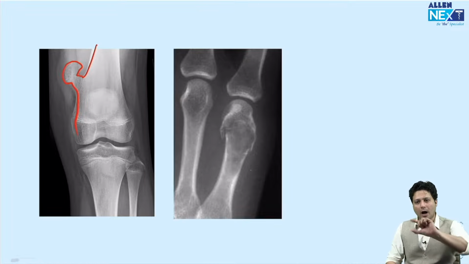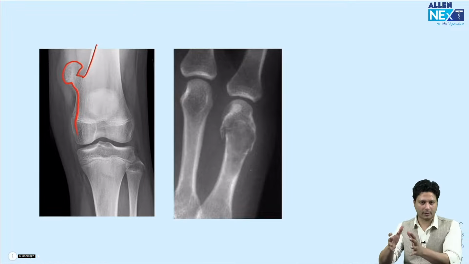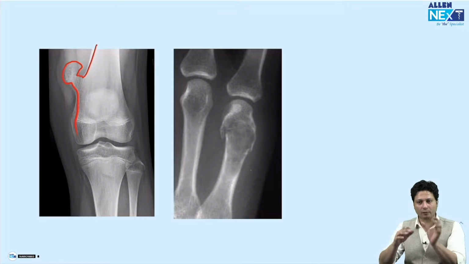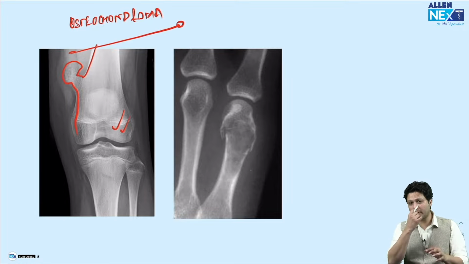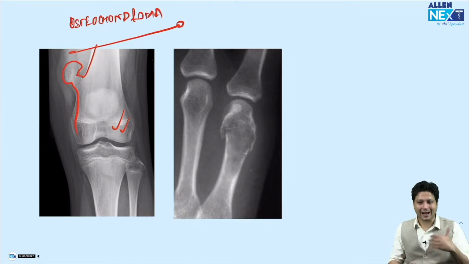This will just give you an outgrowth as a tumor appearing from the metaphysis of a young individual where the growth plates are still visible. Then the answer for that question would be osteochondroma, all right, osteochondroma or exostosis. And this is again a topic of importance. Osteochondroma related or exostosis related questions are in trend. They can ask at any point of time.